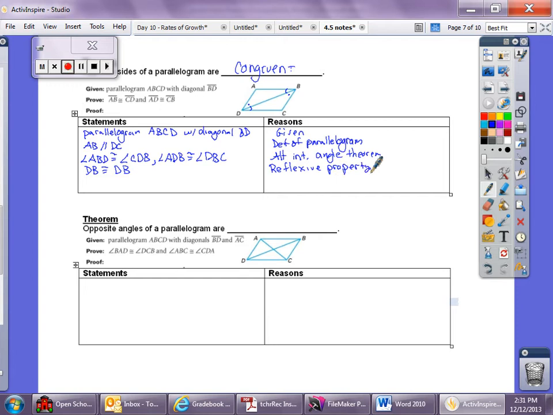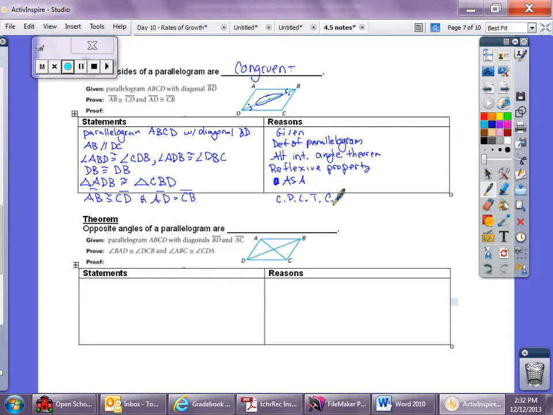So once we know that, triangle ADB is congruent to triangle CBD, side angle side, or sorry, angle side angle. So we have an angle, we have the side there, and then we have the angle. So if we have that, then we know that AB is congruent to CD, and AD is congruent to CB. These are all congruent because of CPCTC.